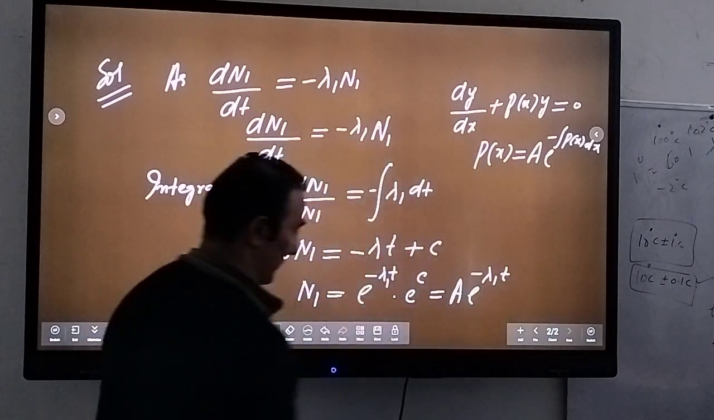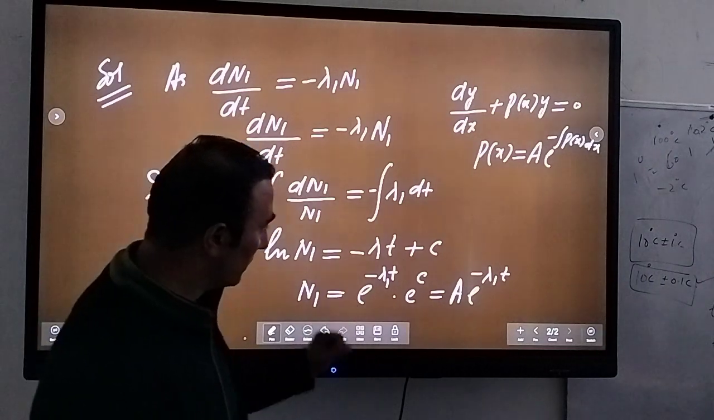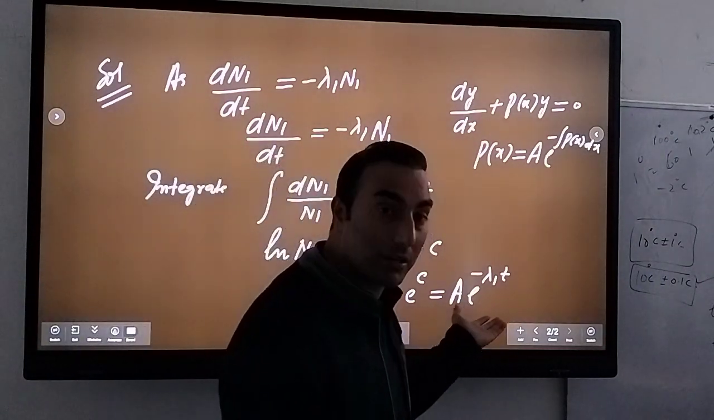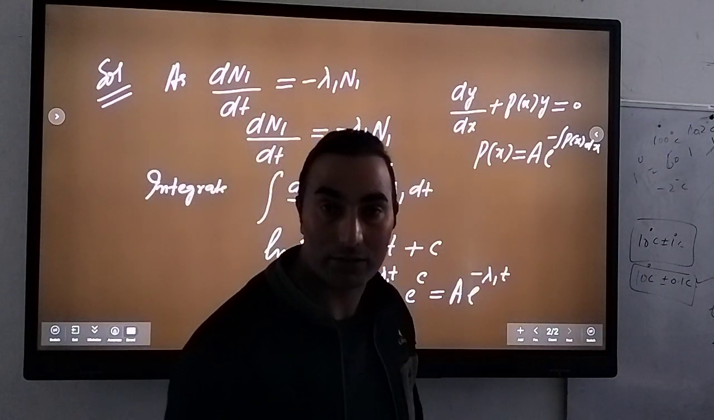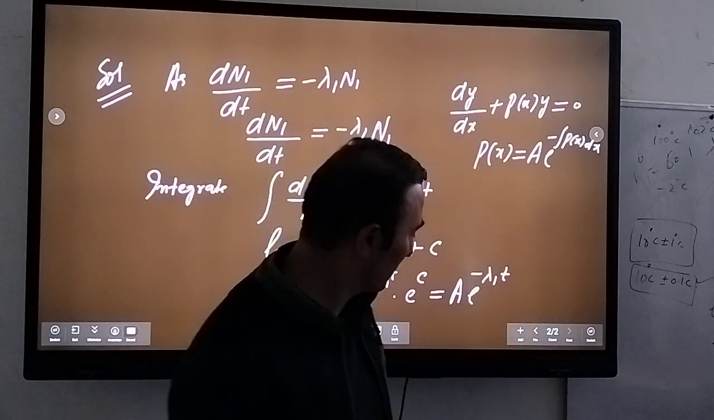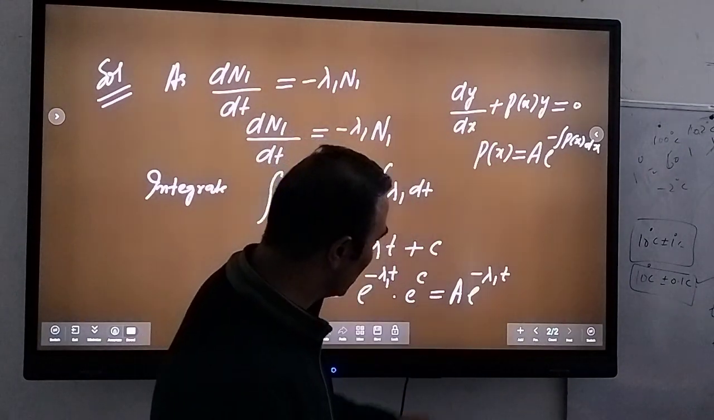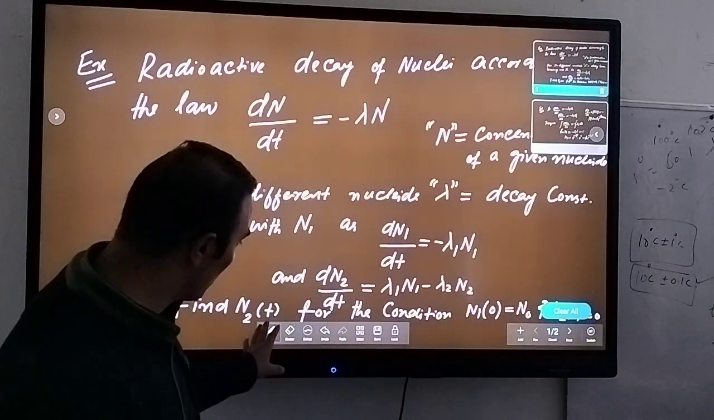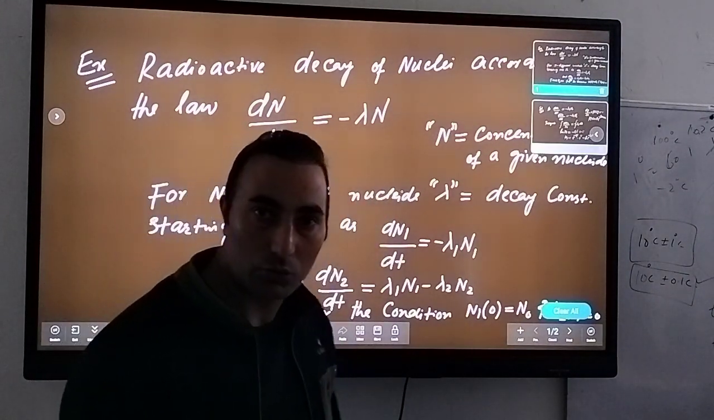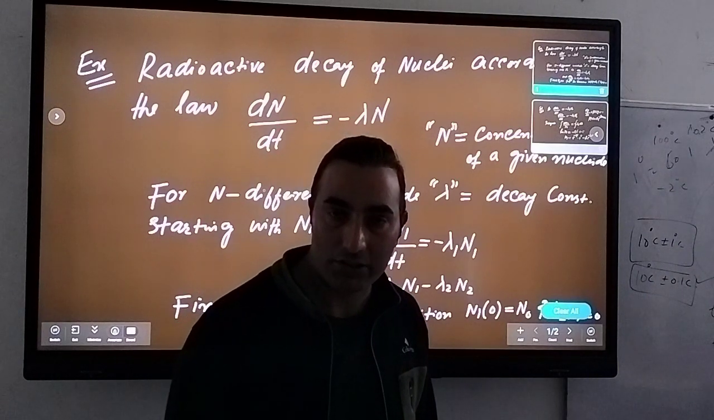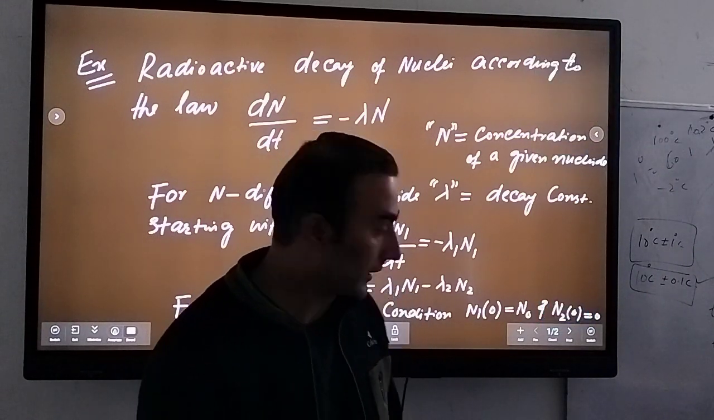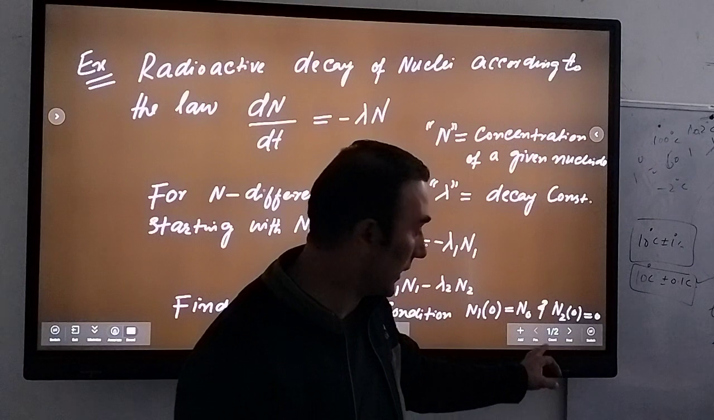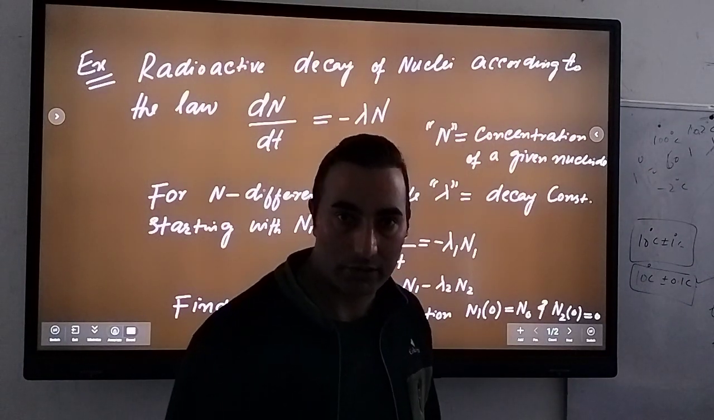Is that clear? A is again a constant, and that can be N0, the initial concentration of the nuclei. So I calculated N1, but if you remember, our question says that we need to find N2 of t. We need to calculate the concentration for the second nuclei, provided the conditions N1 of 0 equal to 0 and N2 of 0 equal to 0.